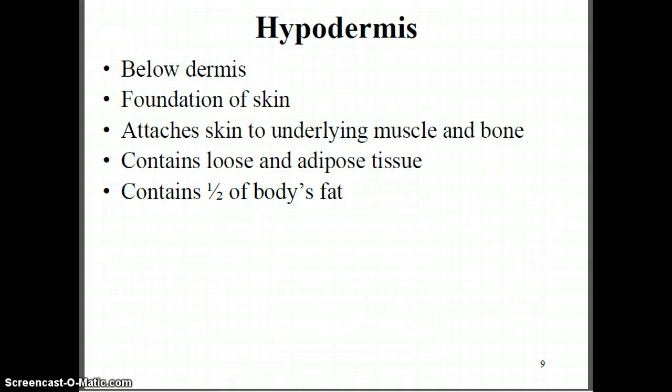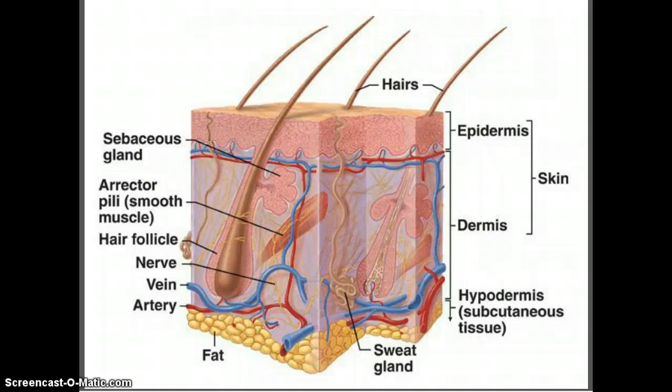The hypodermis, hypo means below. The hypodermis is located below the dermis, and it attaches the skin to the underlying muscle and bone. It is not actually part of the integument itself. It provides the foundation. It contains many blood vessels. It also contains about 1/2 of our body's fat in a normal person who is not otherwise obese.